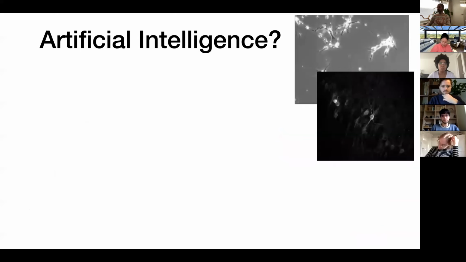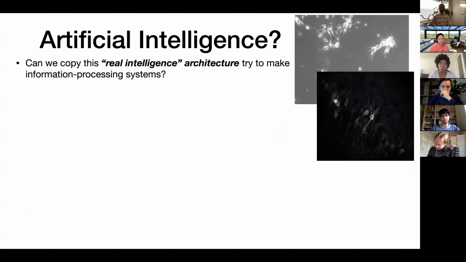So if we're going to create artificial intelligence, we're looking at this biological structure. What do we need to do? This first part of the lecture, I'm really going to focus on, if we want to make artificial intelligence based on the principles of biological intelligence, what do we need to focus on? So the idea is we have this real intelligence architecture in the brain, and can we try to copy this to make information processing systems that are artificial?